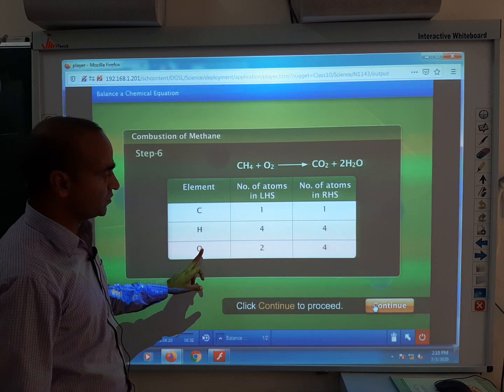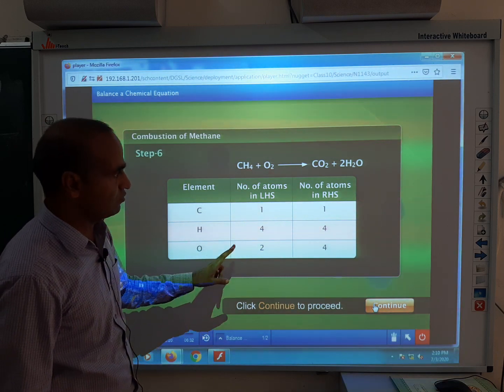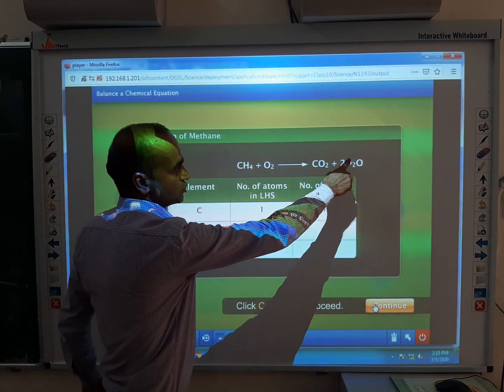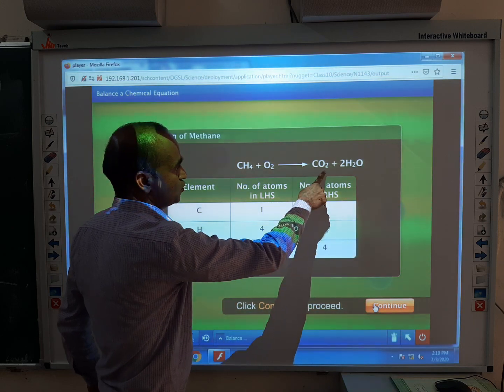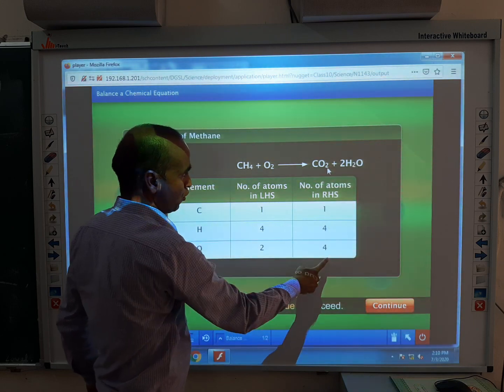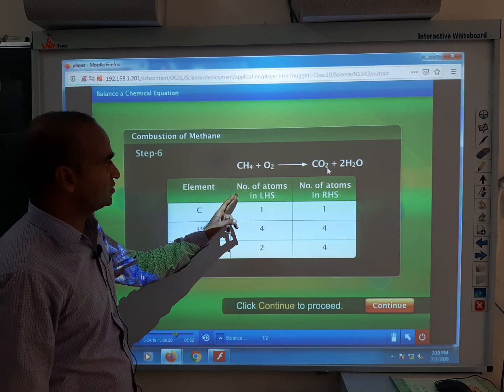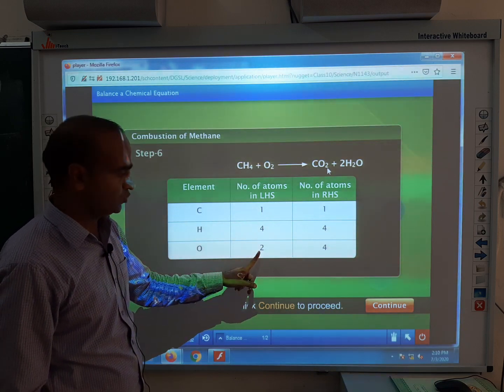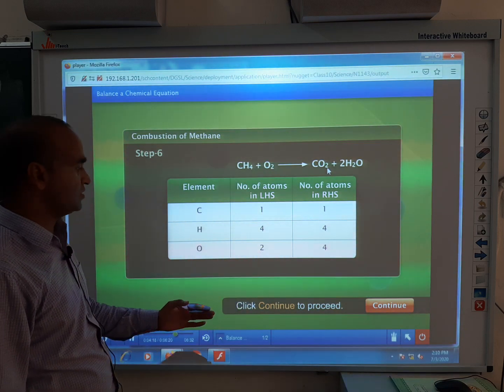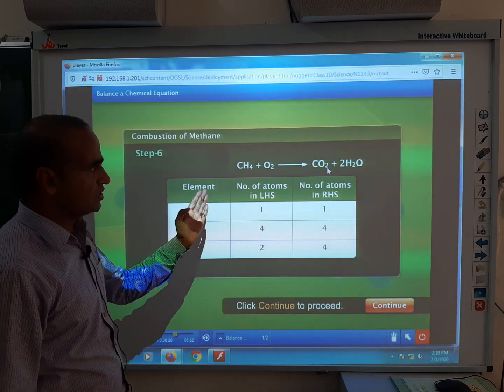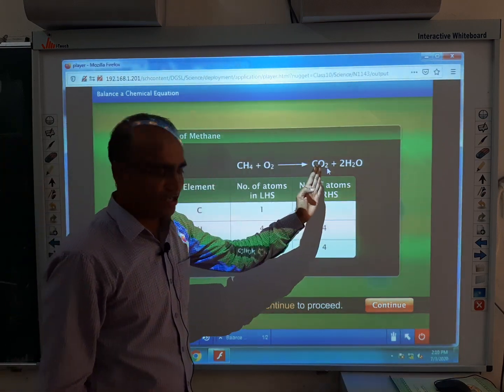The oxygen is unequal. Now again we multiply the 2, H2O. The oxygen is 2 and 2, 4. But oxygen on the left hand side is only 2. Okay. So now again we balance the oxygen atoms, equalizing the left hand side and right hand side.